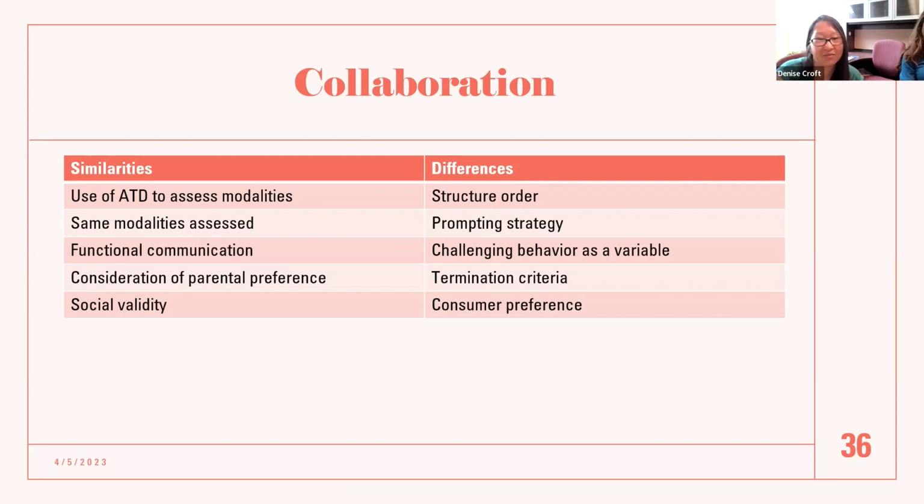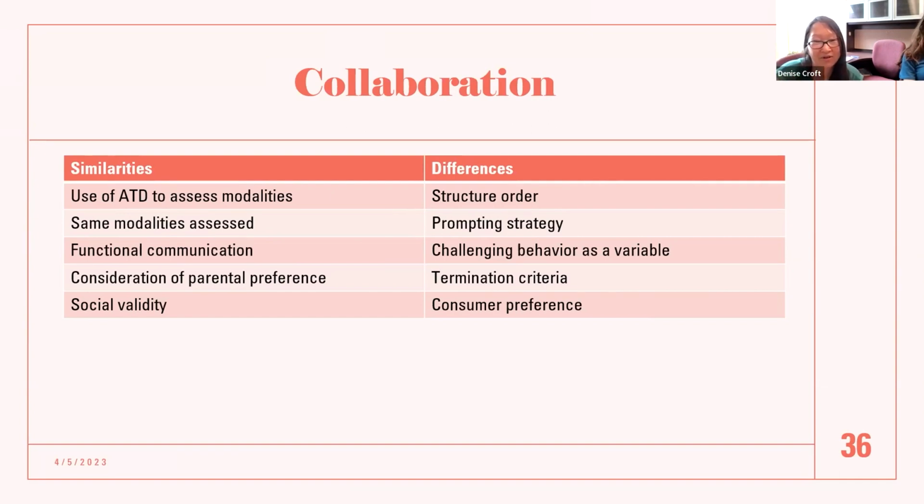So just to highlight a little bit of the similarities and differences between the two ways that we approach this. Similarities were that we used an alternating treatment design in all cases. So we alternated between whatever the modalities were: PECS, Big Mac, and then iPad. For Tobias, we did 2 different iPad programs, which is a little bit unique as well. We took into consideration parent and clinician nominated modalities to make sure that what we were assessing was going to be appropriate for the client.